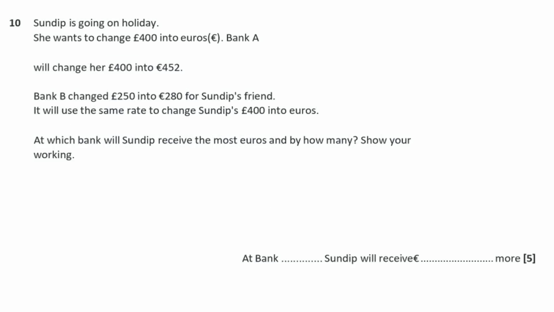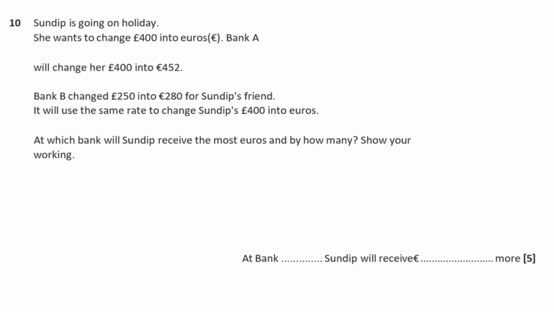Bank A will change her £400 into 452 euros. Bank B changed £250 into 280 euros for Sandip's friend. It will use the same rate to change Sandip's £400 into euros. At which bank will Sandip receive the most euros, and by how many? Show your working.